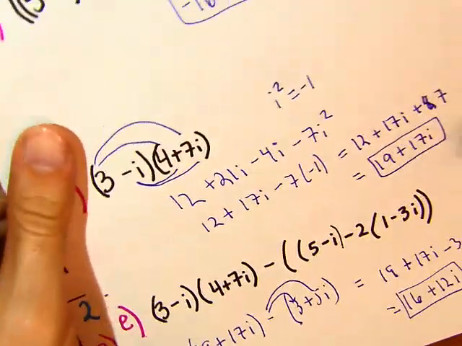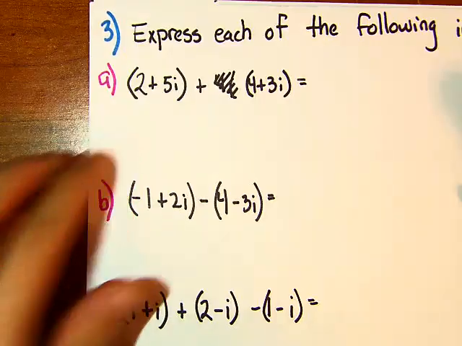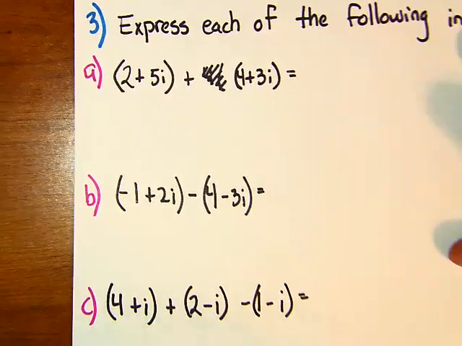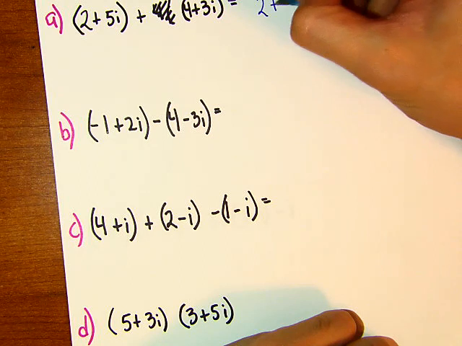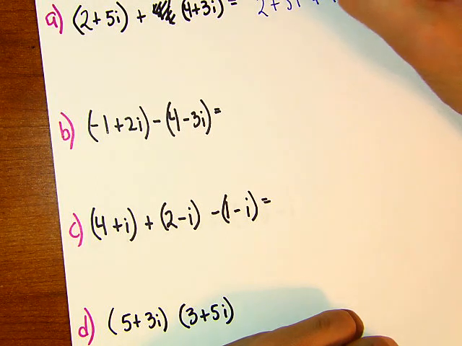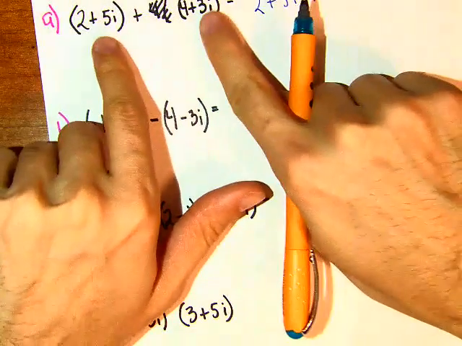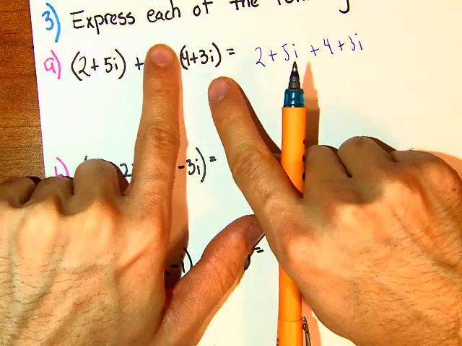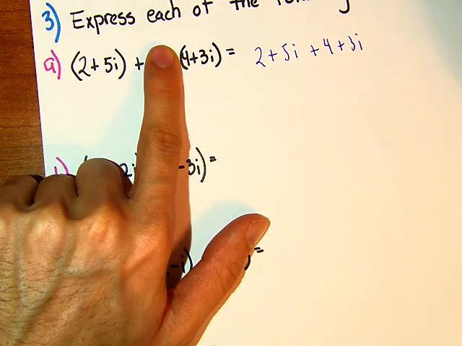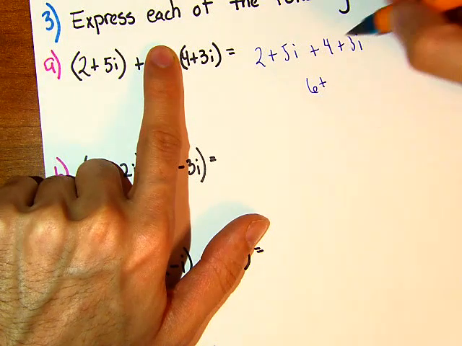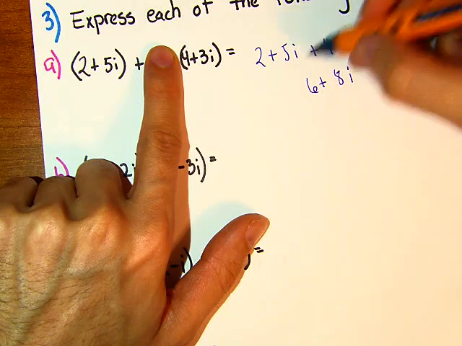Let's look at question 3. It's just more examples. Okay? Here, let's see what happens. Here we have 2 plus 5i plus 4 plus 3i. So here, this just becomes 2 plus 5i plus 4 plus 3i, right? Nothing really happens because here we're adding and you're just applying that positive 1, so nothing is really happening here. So this just becomes 6 plus 8i. Easy peasy.